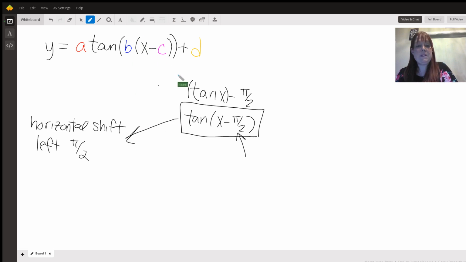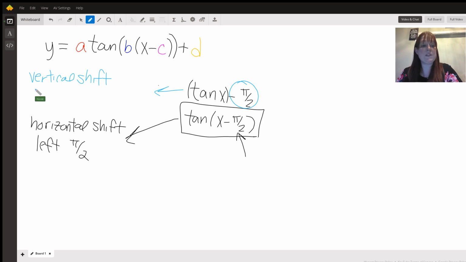Now, if it happens to be the other one, this would be a vertical shift because it's outside the function. This would move it up or down. Your x is a liar, but y doesn't lie. So since this is changing your y values, it's just going to go down pi over 2, because negative means down. So since it's outside the function, it's going to change your y values. Inside the function, it's going to change your x values.